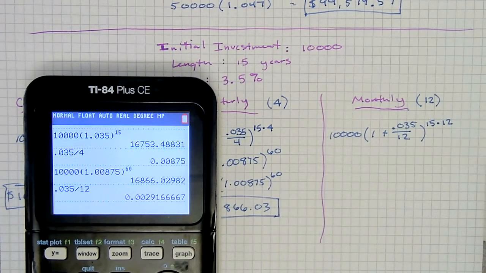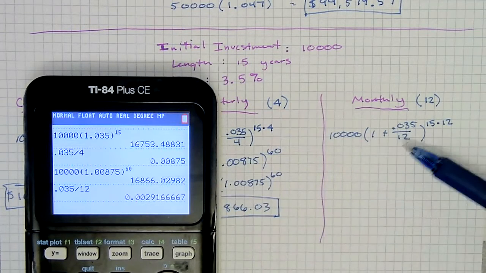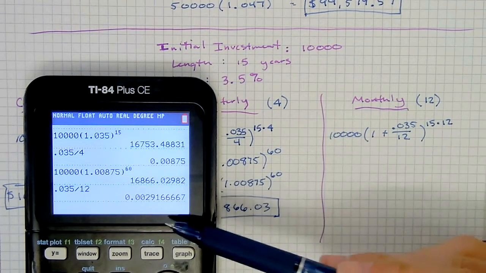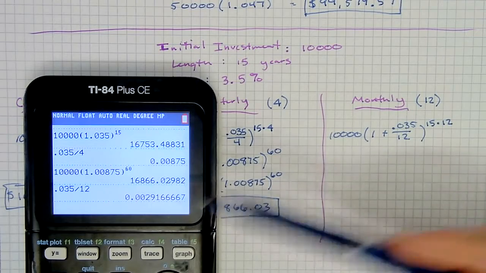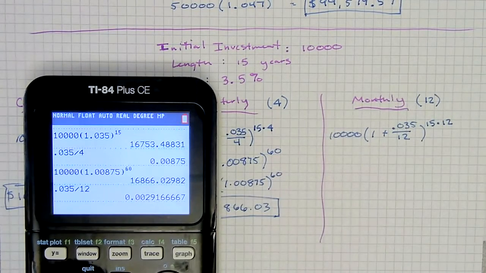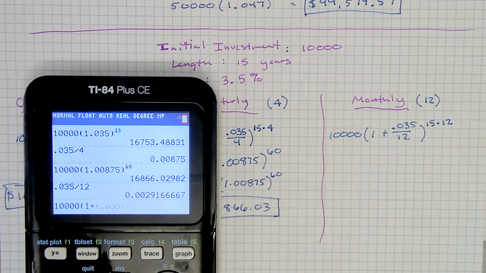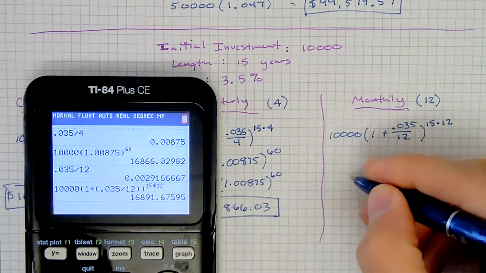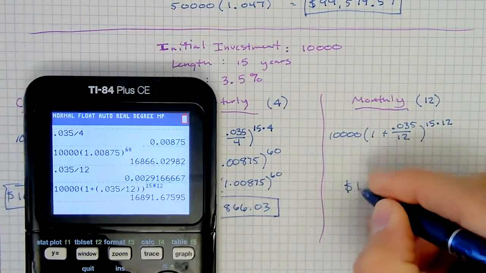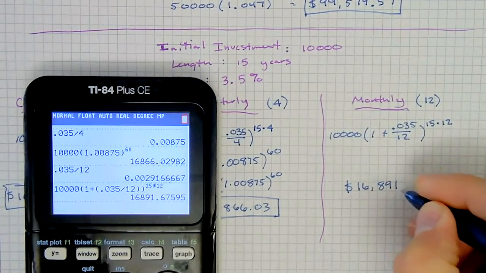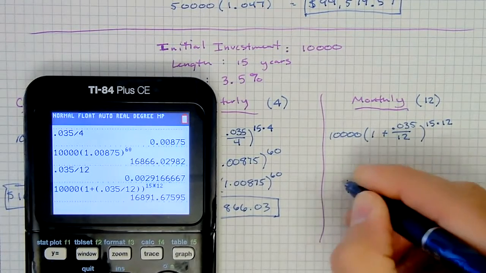All right, so on the calculator, we get a number that looks like this when we try to split up our interest rate. Okay, so we can round it off. If you round it off, you don't have an exact answer. If you have a fancy calculator, you can put it in all in one step, like this. And you get an exact answer of $16,891.68.